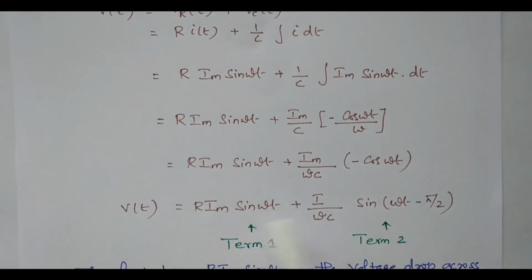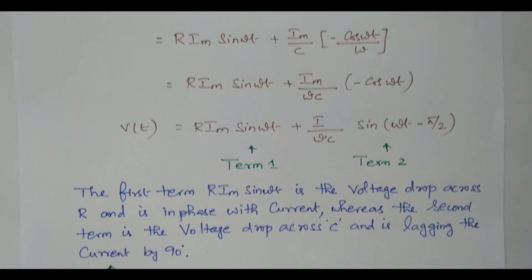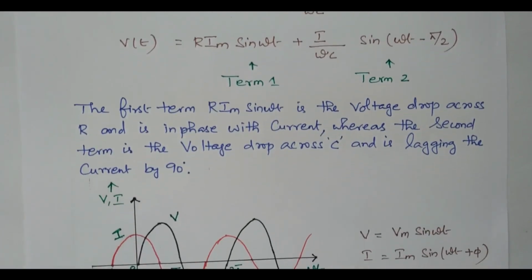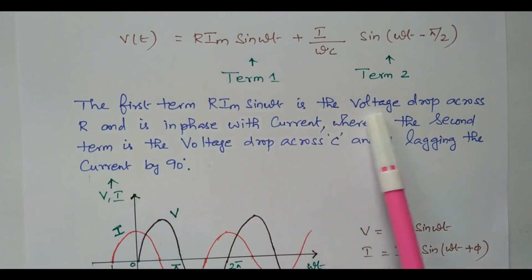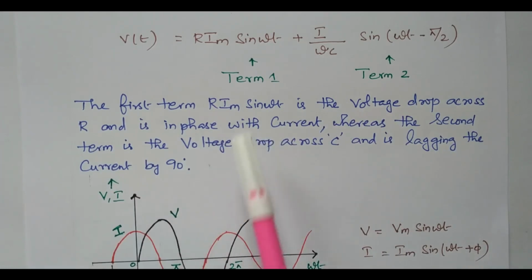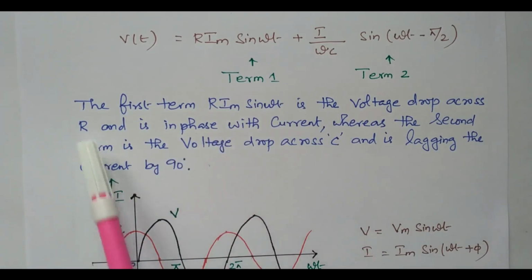Now we have two terms available. We can analyze these two terms so that we are able to find the angle between current and voltage. The first term, R Im sin omega t, is the voltage drop across the resistor. That is in phase with the current. There is no angle here, only omega t is available. That means the voltage drop across the resistor is in phase with the current.